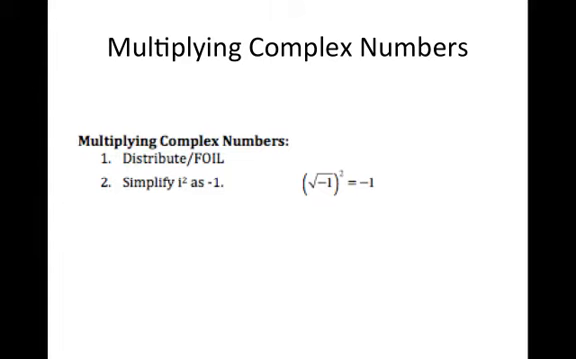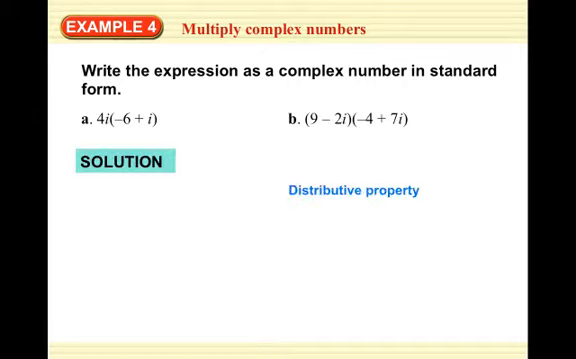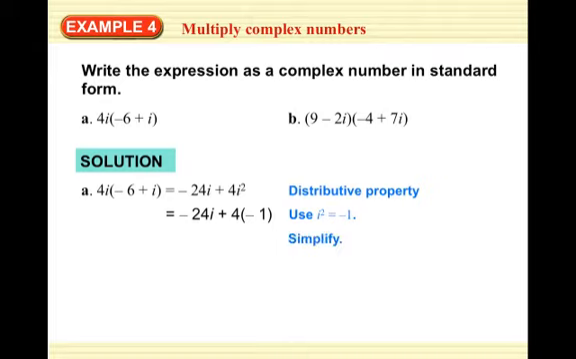All right, we're going to write the expression as a complex number in standard form, so a plus bi form. So we've got 4i times -6 plus i. Then we've got part b, we'll get to that. So our solution for a, we're going to use the distributive property, and that's going to give us -24i plus 4i squared, because we just distributed 4i. Now we need to replace i squared with -1. And so we'll have -24i plus 4 times -1. And when we simplify, we'll have -24i minus 4.